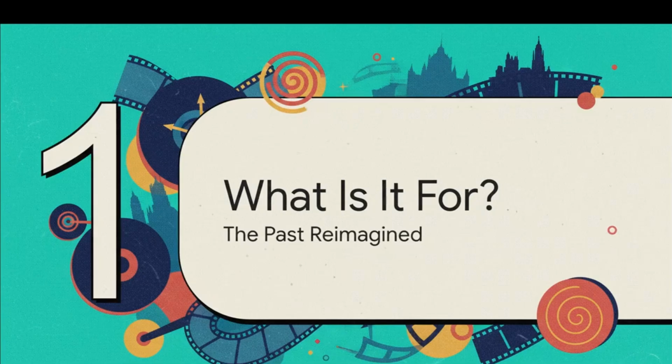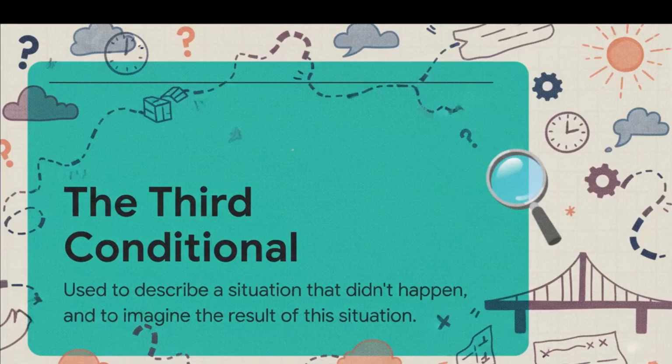Okay, so what is this grammatical time machine really for? Let's take a closer look at its main job, reimagining the past. So here's the heart of it. The third conditional is all about an unreal, totally impossible past. The if part of the sentence describes something that didn't happen, and the second part imagines the result that would have followed. It's pure speculation about a chapter that is long closed.